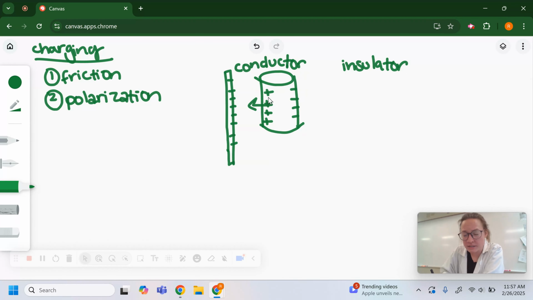A conductor is a material typically made of metal. We call it a conductor because it's good at conducting electricity. It's also good at conducting heat, and so thermal conductors are normally good electrical conductors. But a conductor is normally made of metal. And a conductor has very free range sort of electrons. The electrons in a conductor are kind of free to go where they please.